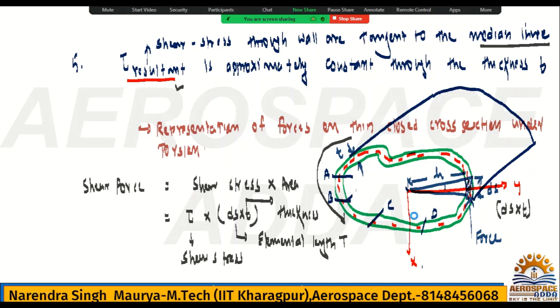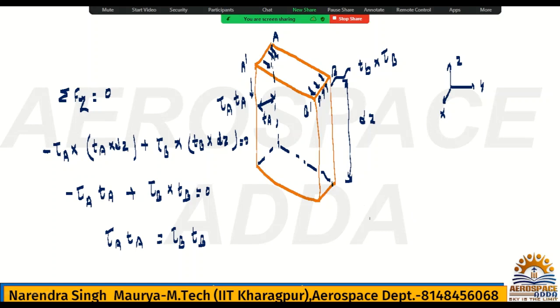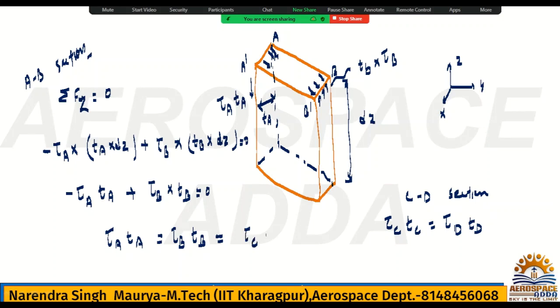Okay, anywhere. So if you do it for the CD section, what value will you get? You will have the stress at C into the thickness at C equal to the stress at D into the thickness at D. So this value will be the same. What is the meaning of it? The meaning is very simple. For any section you can take, tau C t_C is equal to tau D t_D. So what is the overall conclusion?